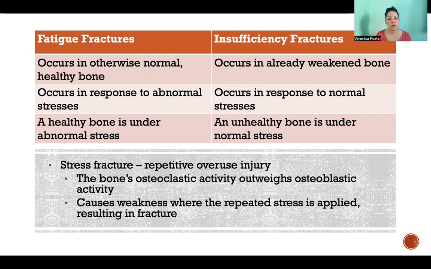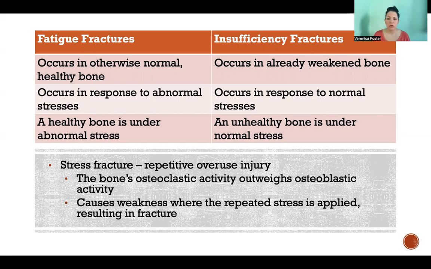So in that case, we would say that the bone's osteoclastic activity, meaning the bone breaking down activity, since those are the cells that break down bone, would outweigh the osteoblastic activity, meaning the activity of the osteoblasts or the bone building cells. So when we're breaking down bone faster than we're building it, it makes the bone weaker. And so when we continue to apply that force, then a fracture may occur. And in that case, that would be a stress fracture.